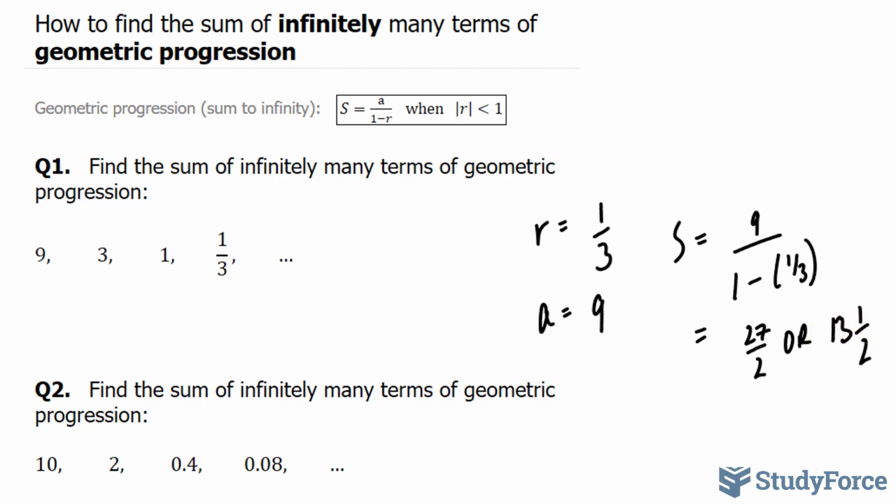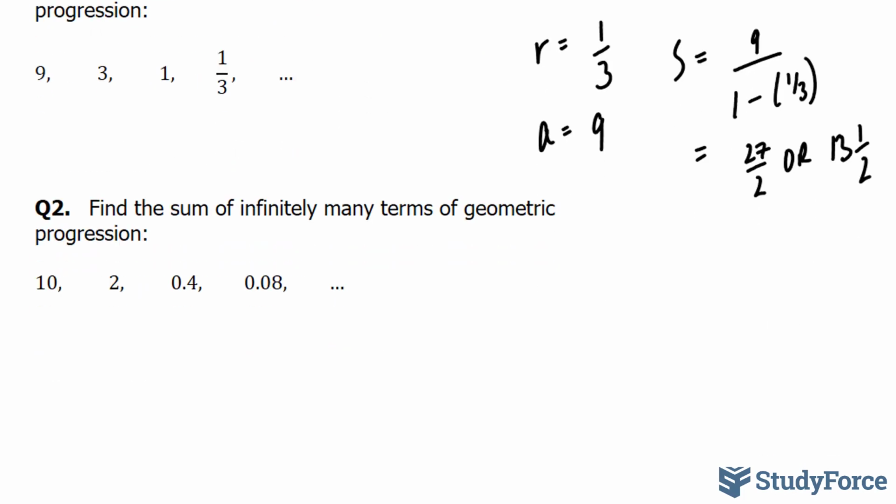Let's move on to question 2. In question 2, we're asked to find the sum of infinitely many terms of the geometric progression shown below. Let's start off by defining our common ratio, r. How do we go from 10 to 2? I know I divide by 5, so our answer has to be 1 over 5. a represents 10. I'm going to substitute these values into the formula.